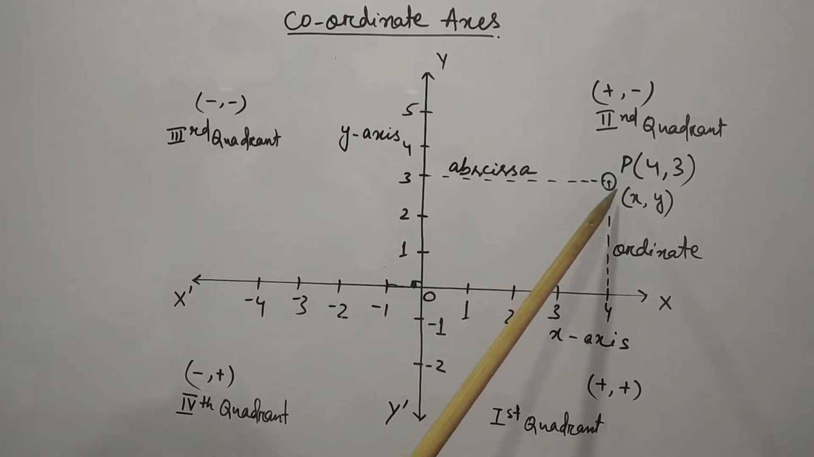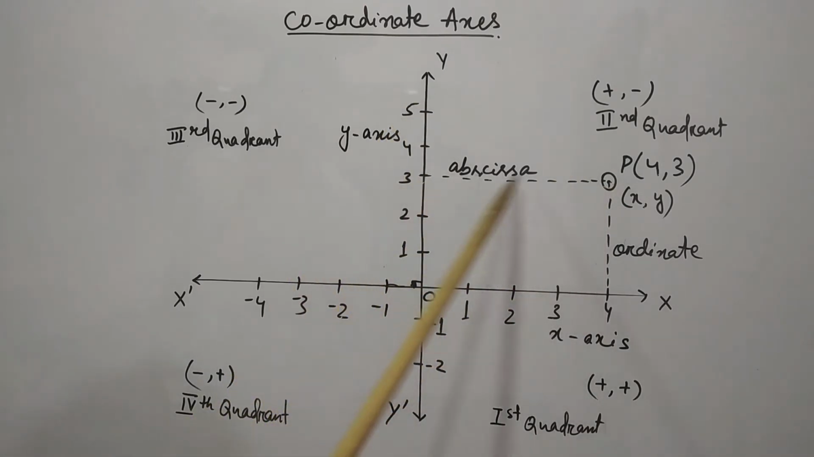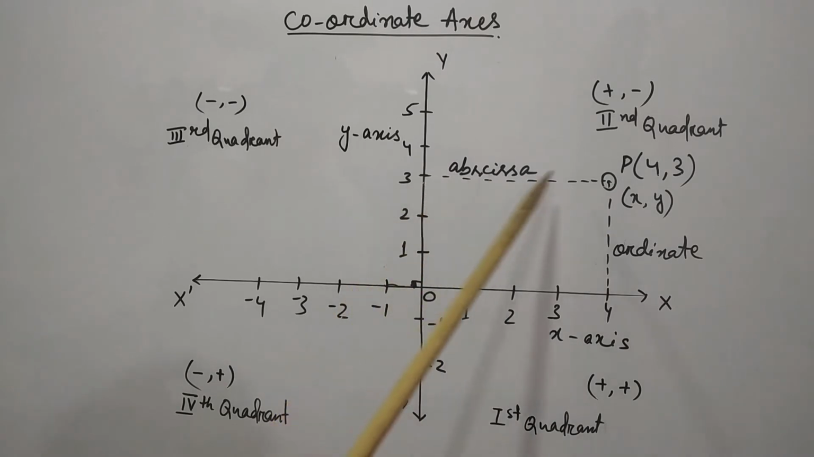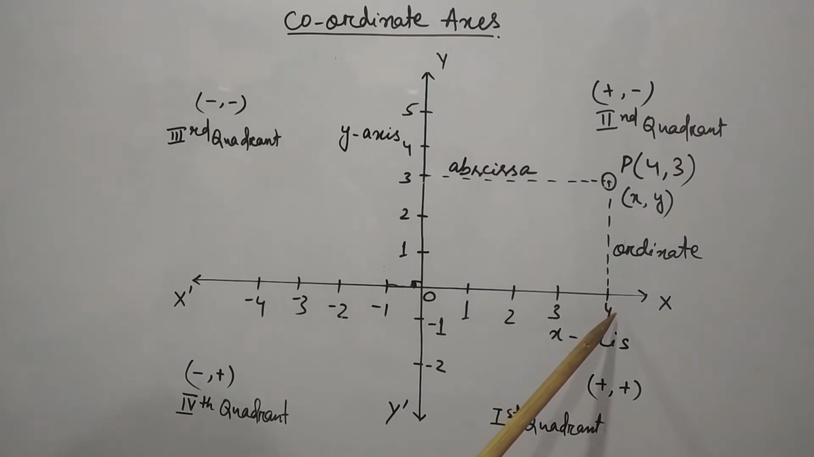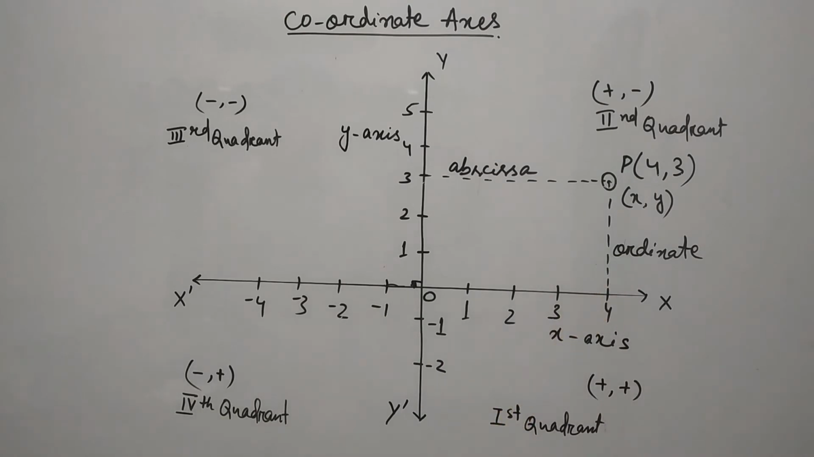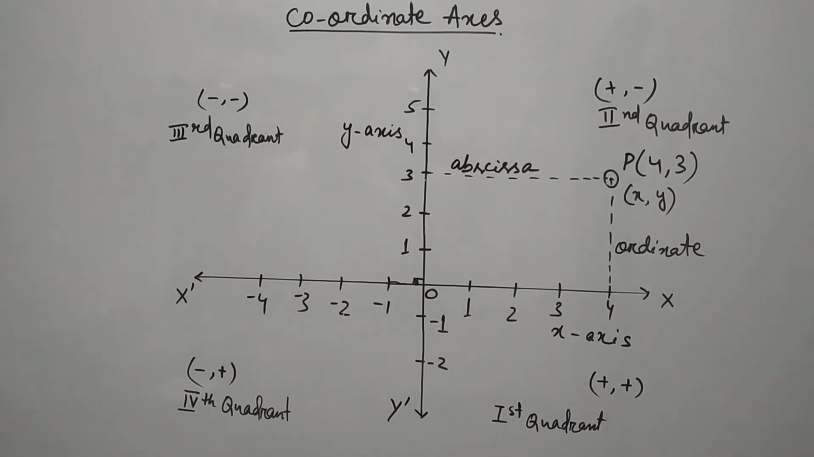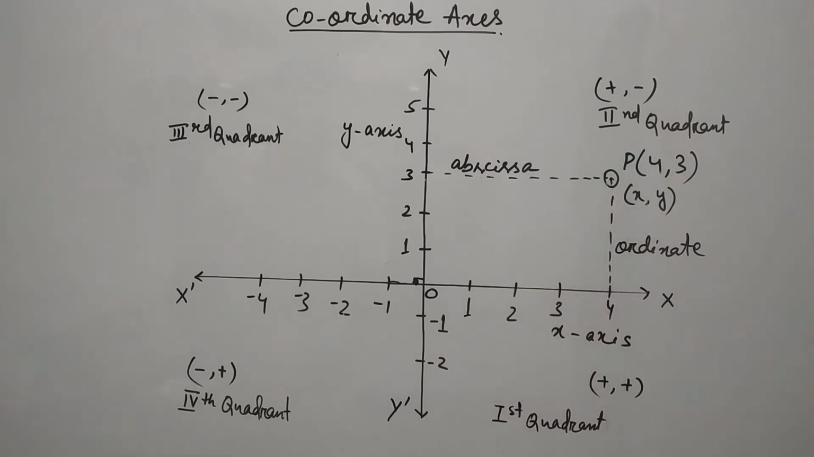The distance of point P from the y-axis is called the abscissa, and the distance from the x-axis to the point P is called the ordinate. Or simply we can say 4 is the x-coordinate, and 3 is the y-coordinate.